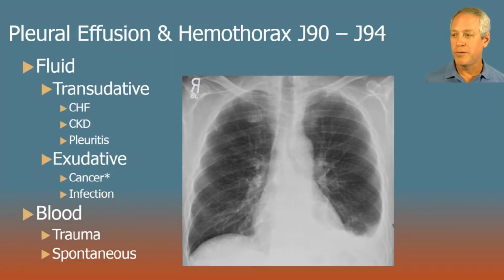On to pleural effusion and hemothorax. So this is where I made the emphasis of the pleural space between the visceral and parietal pleura. This is where the action happens for effusions and hemothorax among the J90 through J94 codes, and it can be fluid in effusion or blood in the hemothorax.